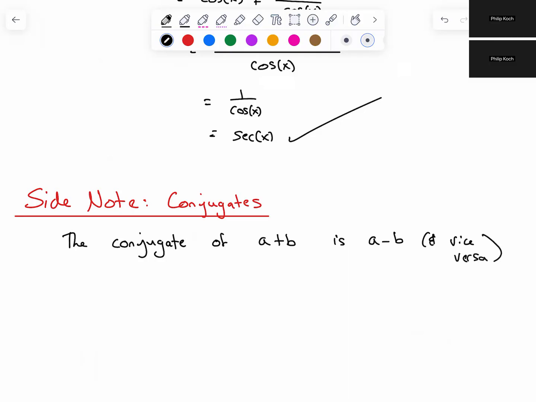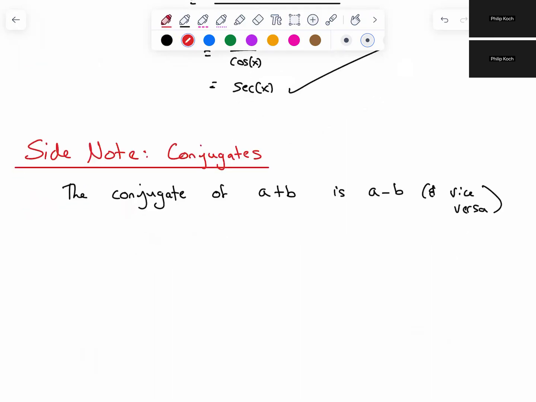Conjugates are actually super useful in mathematics. You will use them over and over again. If you're planning on taking calculus, you will definitely use conjugates at least once, especially in the limit section, and then also in the derivatives section, the definition of the derivative. So this is not something that's just going to be a one-off thing that never happens. It always happens. The key thing, why they're awesome, is that if you take two conjugates and you multiply them together, it always becomes a difference of squares.